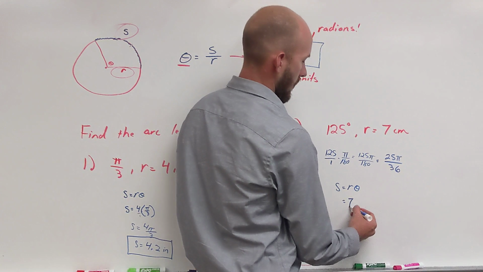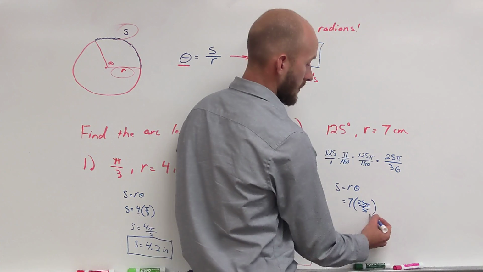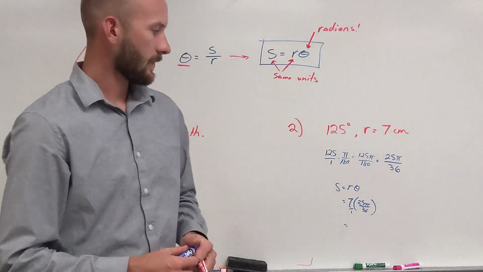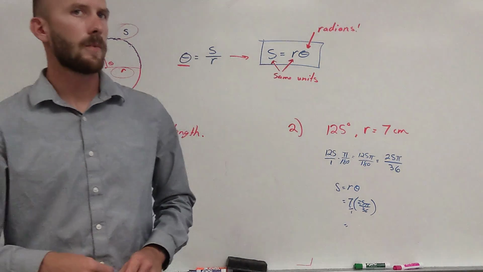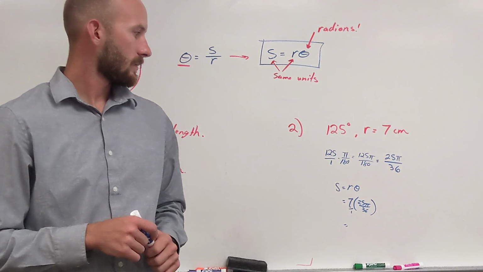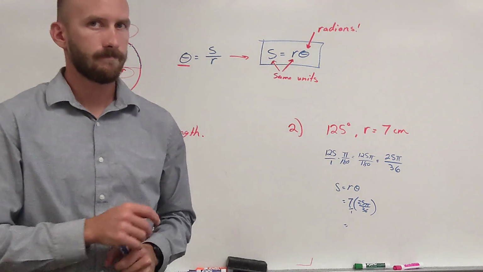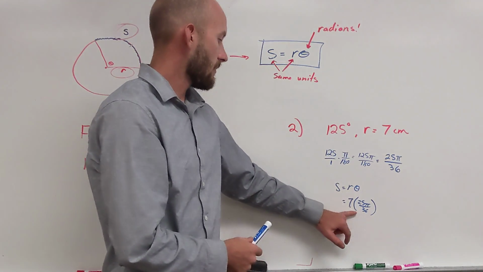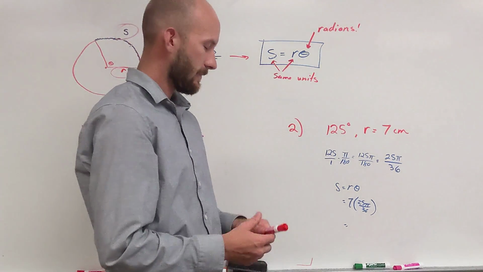So that's just going to be r theta, 7 times 25 pi over 36. And you can just type that in. I have a question. Can you just do that straight in the calculator? 7 parentheses 25 pi over 36. Yep. Or would you rather have us do it in the multiplication way? You can just do it, 7 parentheses 25 pi divided by 36. Round to the nearest tenth. Yep.